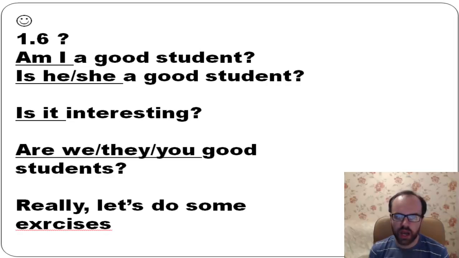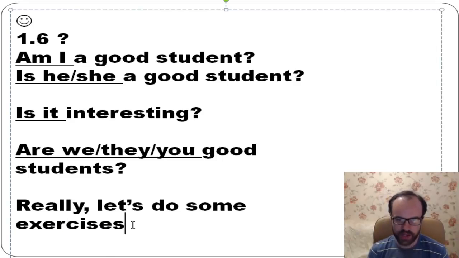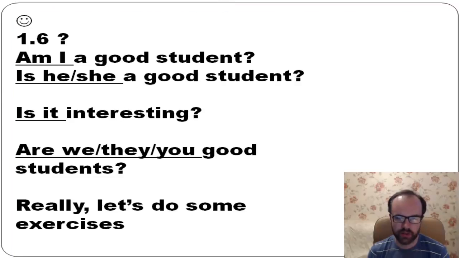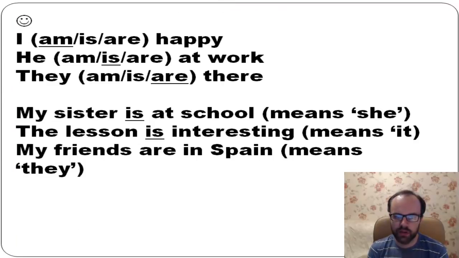Next. Am I a good student? Is he a good student? Is she a good student? Is it interesting? Are we good students? Are they good students? Are you good students? Really? Let's do some exercises. I am happy. He is at work. They are there. My sister is at school means she. The lesson is interesting means it. My friends are in Spain means they.